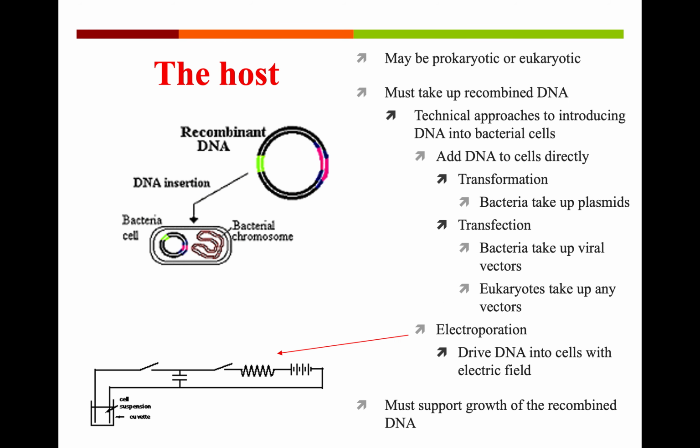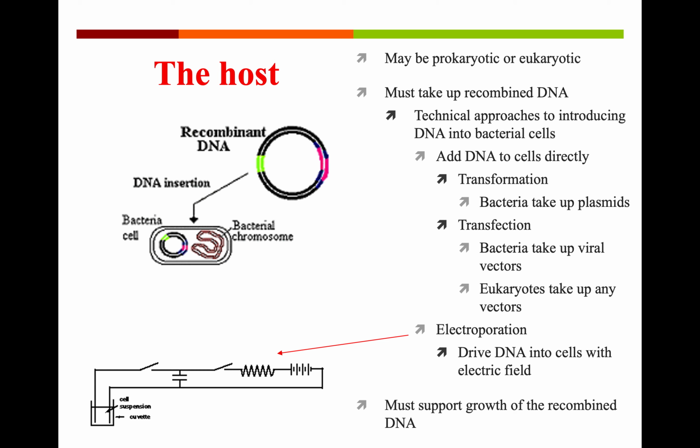Now, the second element that is crucial in recombinant DNA technology is the host. Very much like the general meaning of the word, a host in recombinant technology is the one that houses the recombined DNA. It could be either prokaryotic or eukaryotic, and its function is that it must take up the recombined DNA. The recombinant DNA has to be replicated inside the host. There are technical approaches to introduce the DNA into bacterial cells, usually by transformation, whereby DNA is added directly, or by transfection.